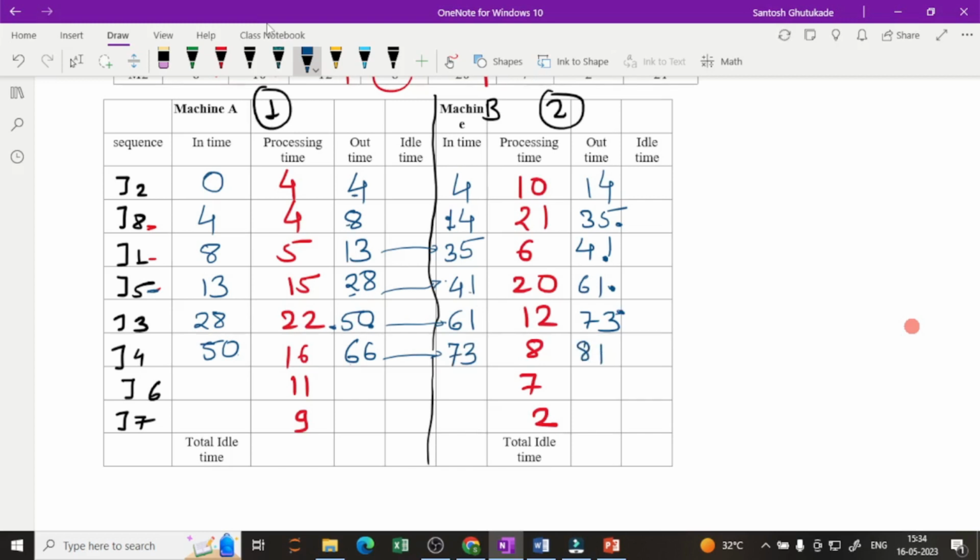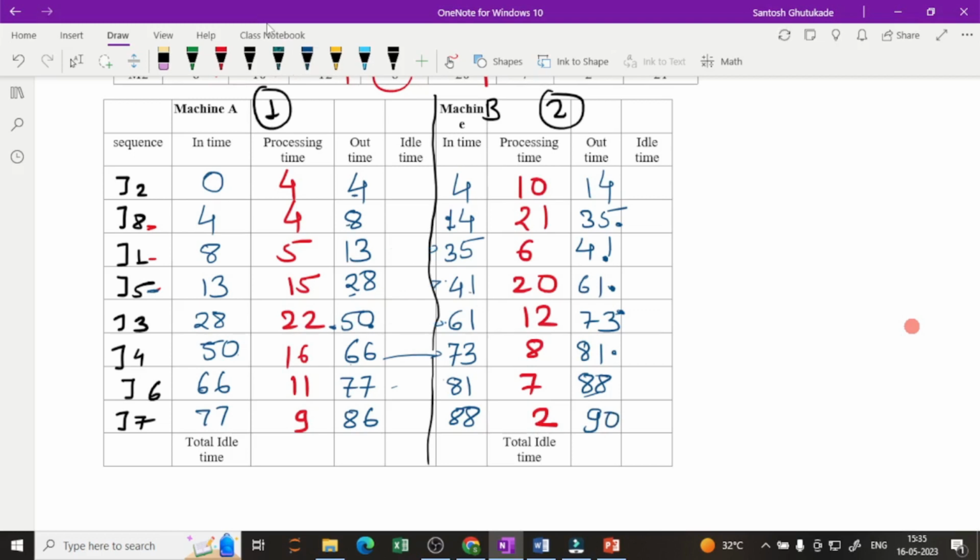Now for job number 6 we will start with 66 plus 11, that is 77. And here we will go after 77, but here the completion time is 81. So start after 81 minutes. So 81 plus 7, that is 88. Now this job will start at 77 plus 9, so that is 86. And here it starts after 88 plus 2, that is 90. So here we have calculated the in time and out time for both the machines.